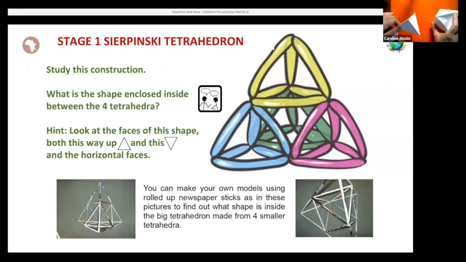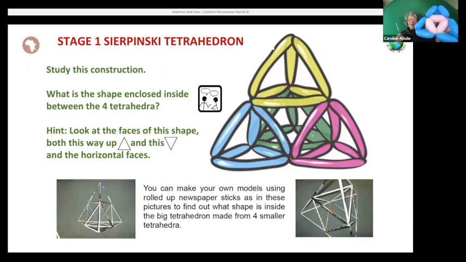How many of these would it take to fill this shape here? So, Caroline, would you like to show us that with balloons? This is not the volume thing. This is just showing the same shapes, but in balloons. One of my favorite things.